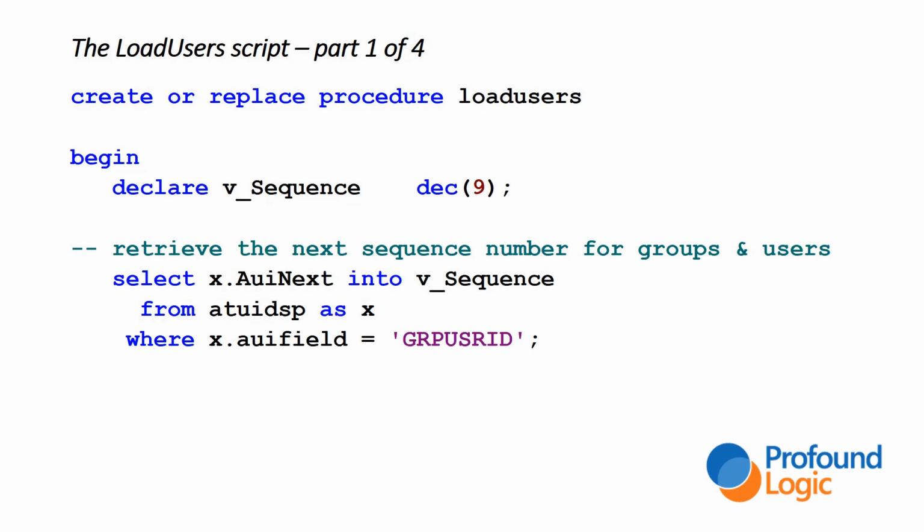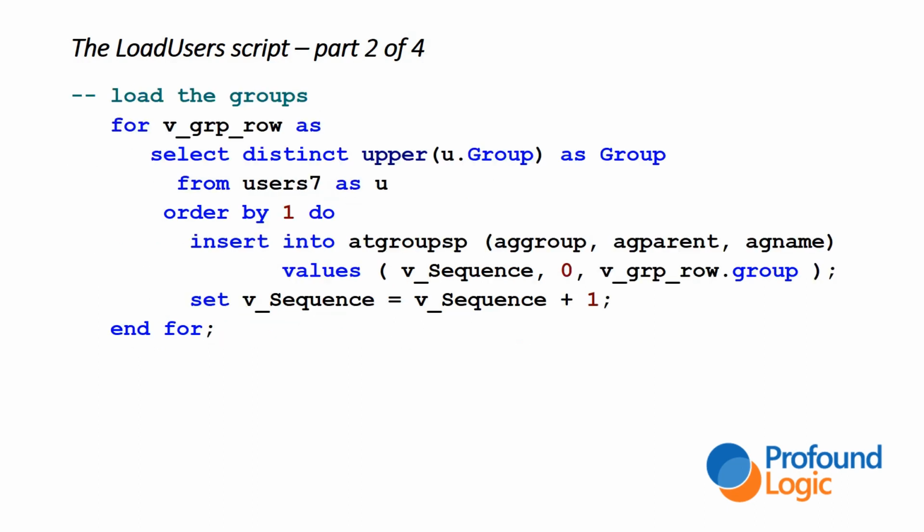You must generate the ID numbers of the users and groups. So the first step is to retrieve the next available ID value from the ATUIDSP file and store that value in variable vSequence. Next, load the groups by selecting all the distinct group names from user 7. The for loop is a shorthand version of a cursor. The insert occurs for each selected row. Note that the sequence number is incremented after each row is inserted.